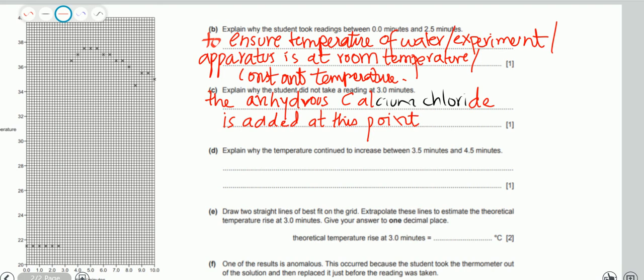Now, this explains why the temperature continues to increase between 3.5 minutes and 4.5. It's this part that they're talking about, this part. Okay? So the answer for part 1D is this.